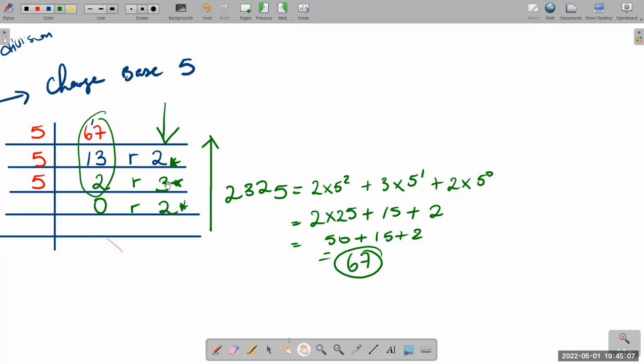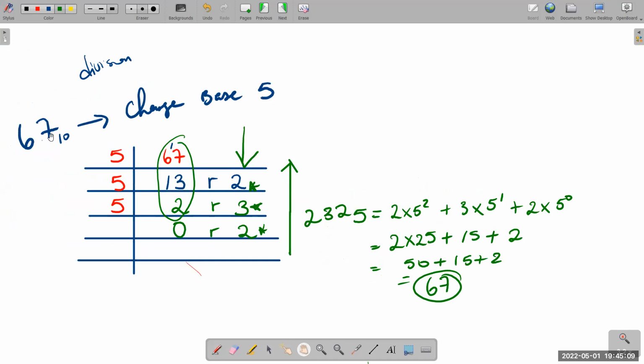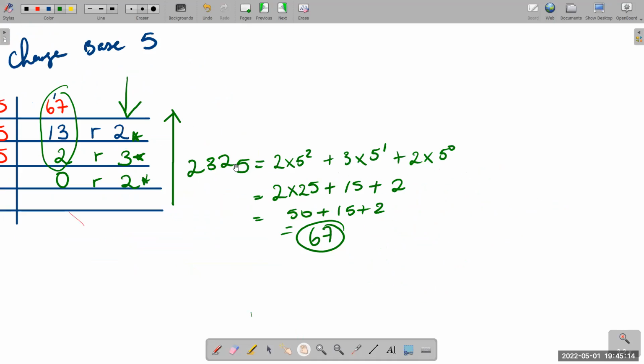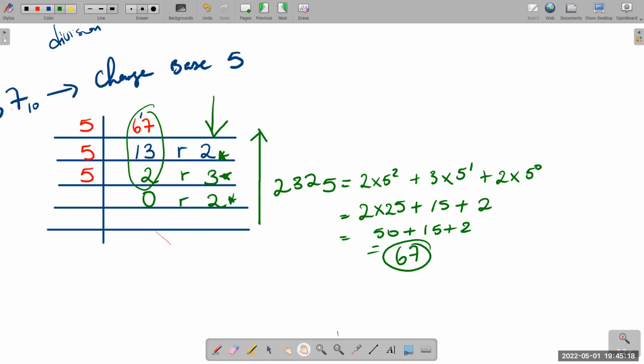So everybody see how it is both ways? When you want to change base 10 to another base, you divide. When you want to change a base back into base 10, you multiply. So put this base 5 to base 10.